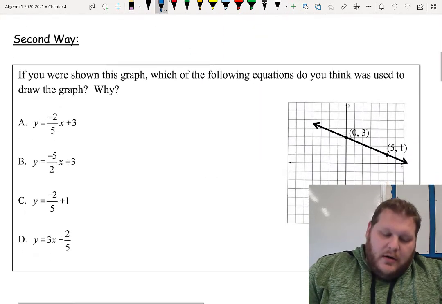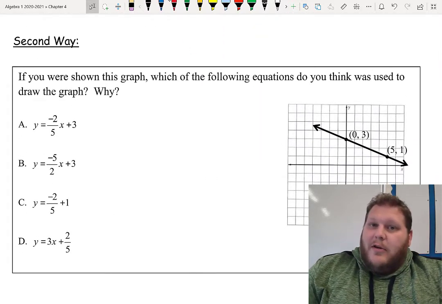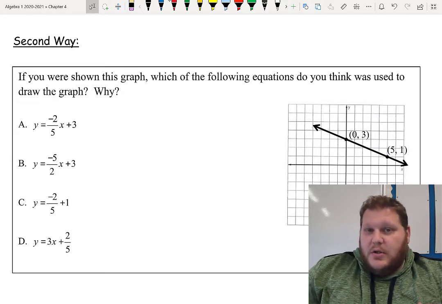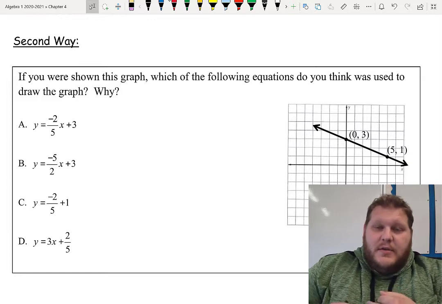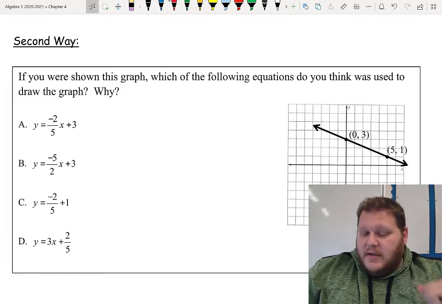Okay, another way of writing our equation in slope-intercept form is from a graph. Now, from a graph, you're going to have to interpret what those two pieces of information are, what my b is and what my m is. That's still our goal, finding what those two things are.